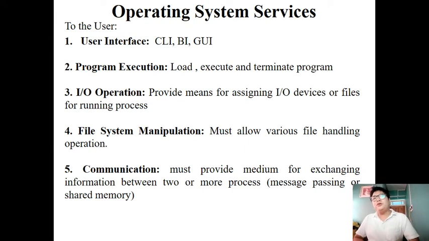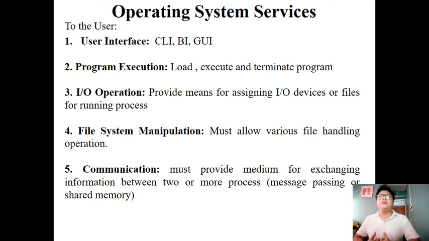Communication. Now in a computer system, or in a multiprocessor computer system, it may happen that two or more processes are being executed concurrently or simultaneously. In such a situation, those processes may want to communicate with each other. So it is the job of the operating system to provide a medium with the help of which those processes are able to communicate with each other.